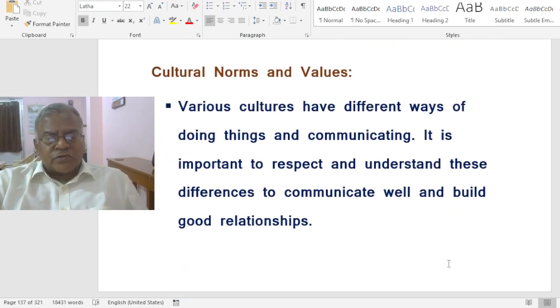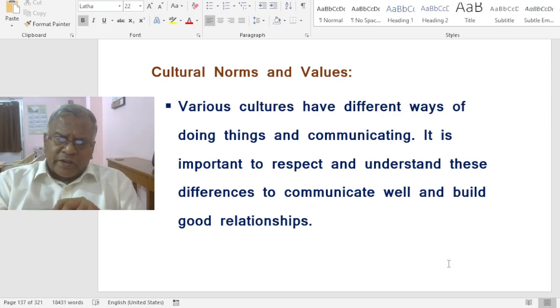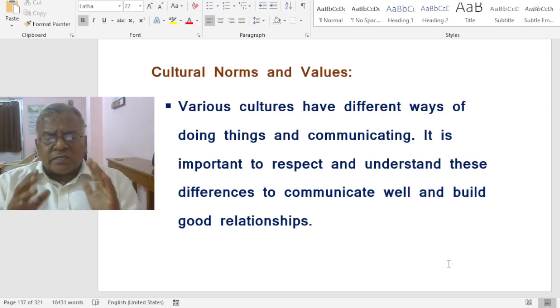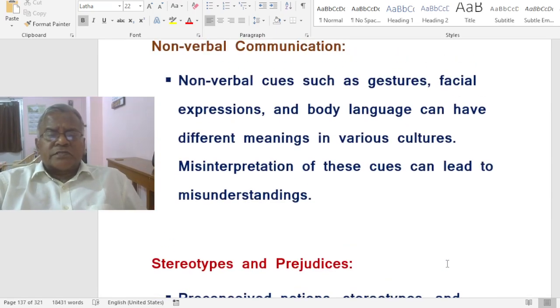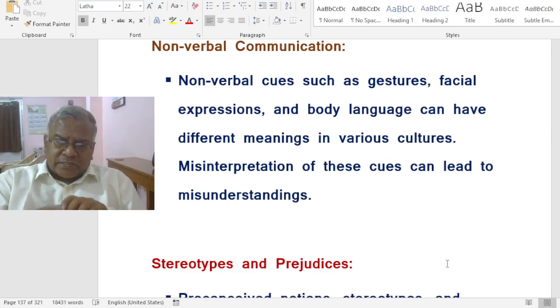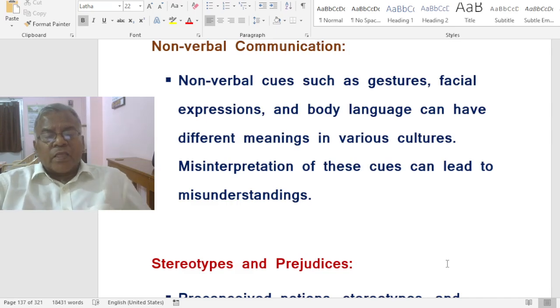Cultural norms and values. Various cultures have different ways of doing things and communicating. It is important to respect and understand these differences to communicate well and build good relationships. Nonverbal communication. Nonverbal cues such as gestures, facial expressions, and body language can have different meanings in various cultures. Misinterpretation of these cues can lead to misunderstandings.